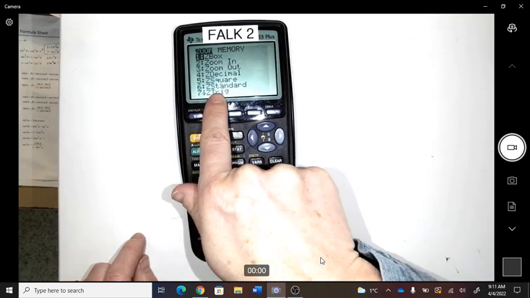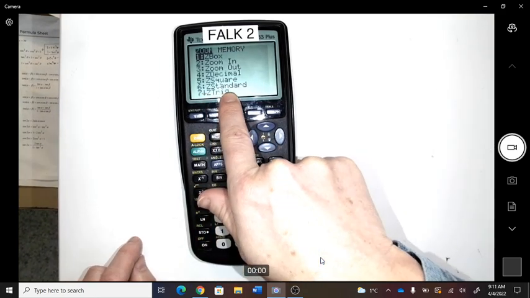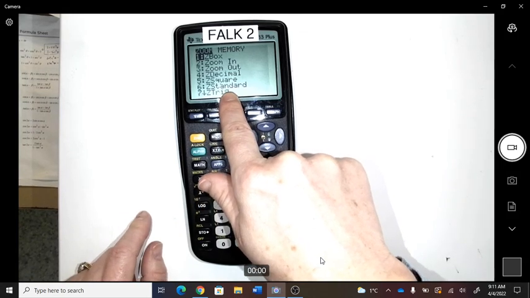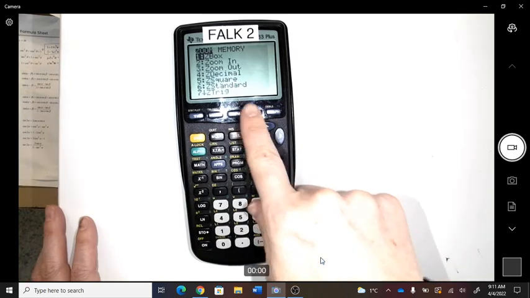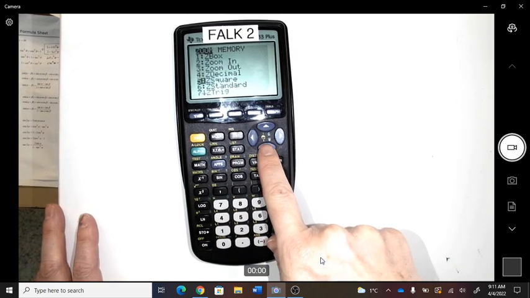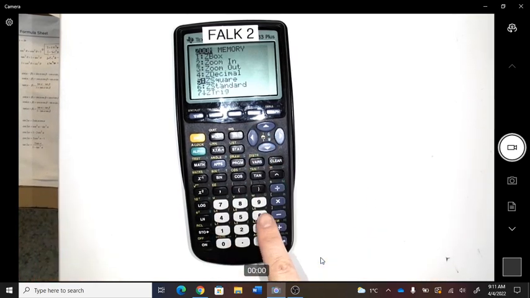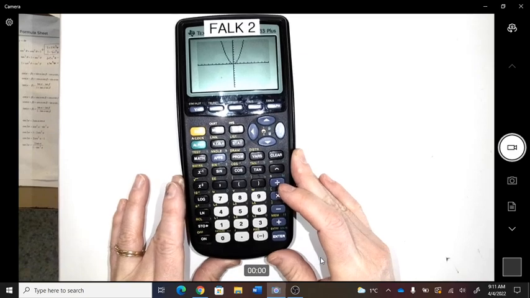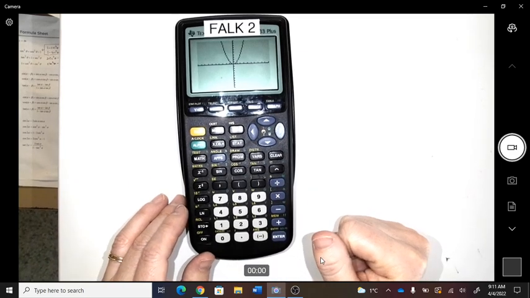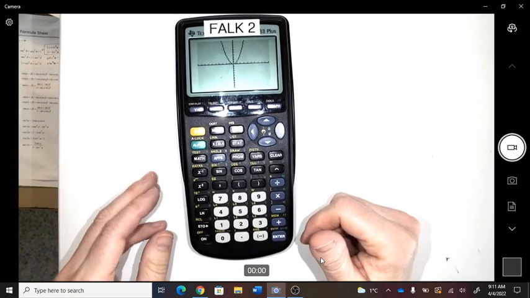Now I'm going to go zoom. And number 6 says it's a standard grid. So a standard grid, when you graph something, is just a 10 by 10 square. Okay? So I could either move my mouse down and hit enter, or I could just push the number 6 and it'll do that. Okay, so this is the graph of y equals x squared.